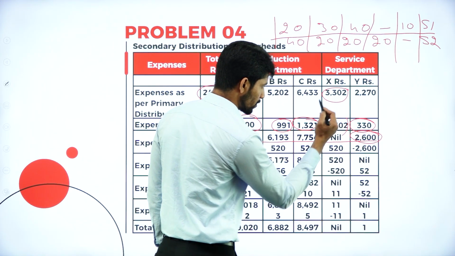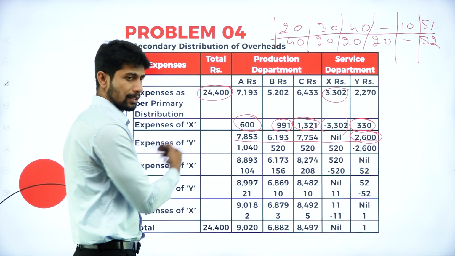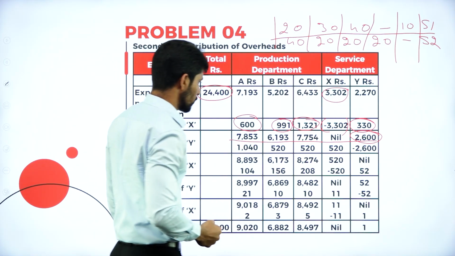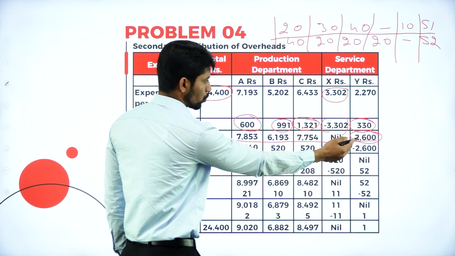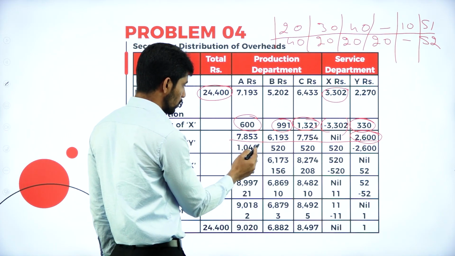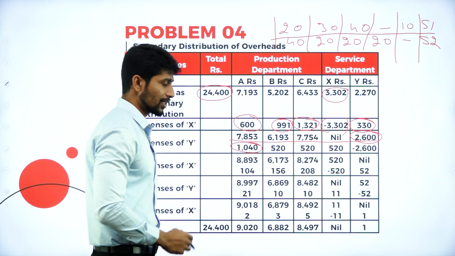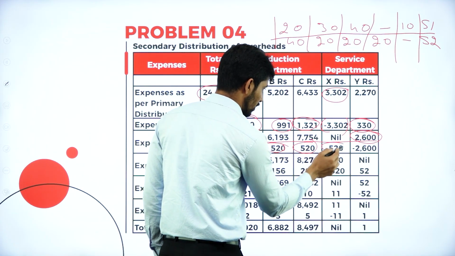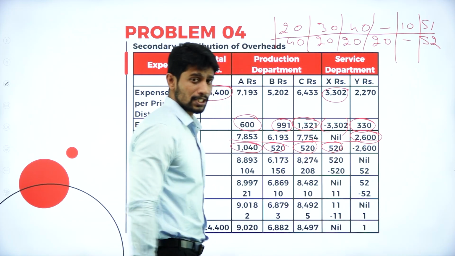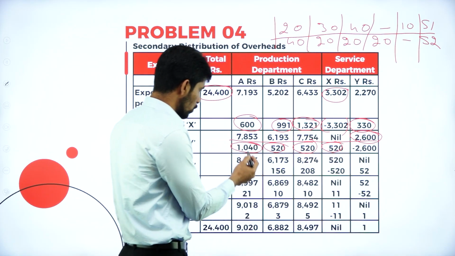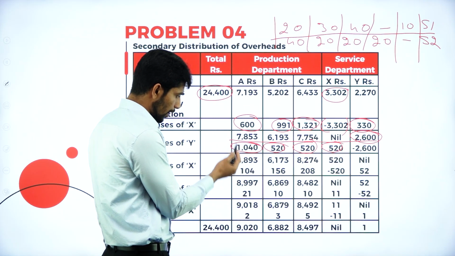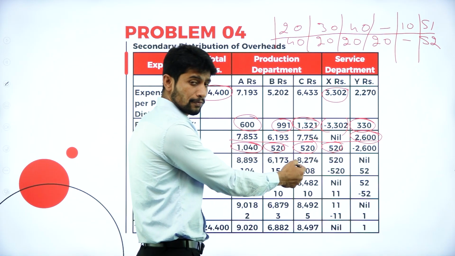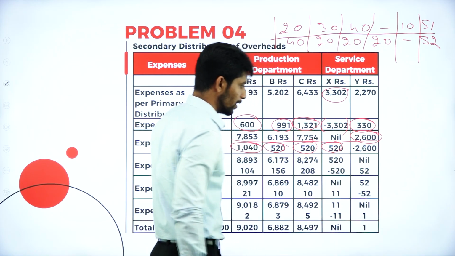Distribute this 2,600 among other departments in the ratio of 40:20:20:20. According to that, 2,600 into 40%, you will get 1,040, and 20%, 520, 520, 520. Here you do minus balance. If you total this, you will get 8,893, 6,173, 8,274, 520. Here it is nil.